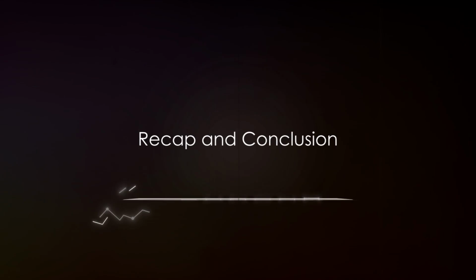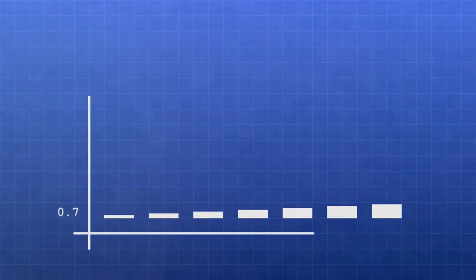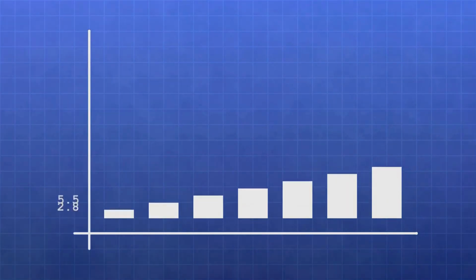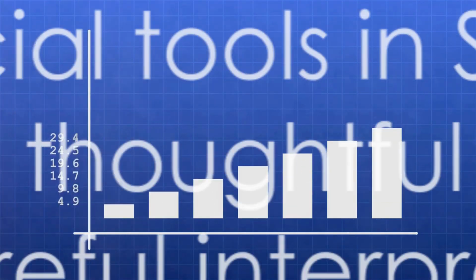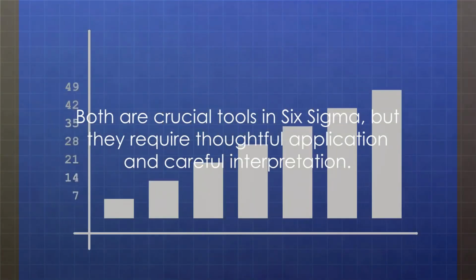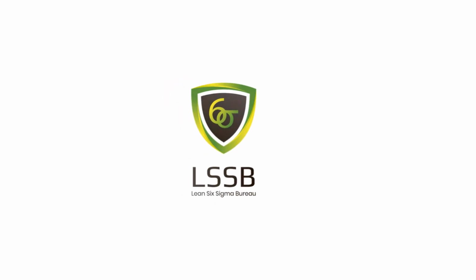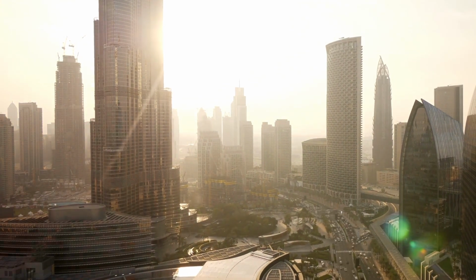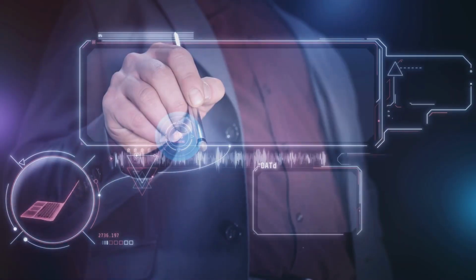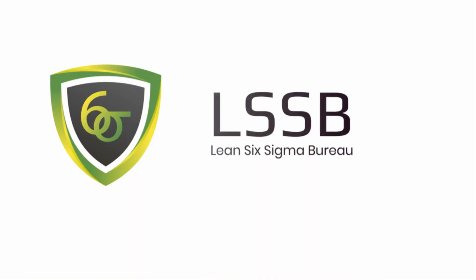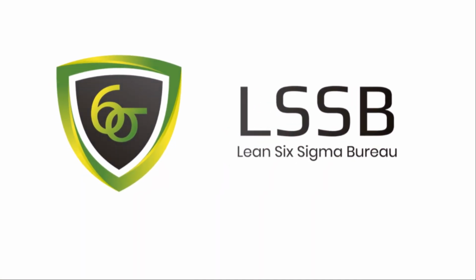So, to recap, correlation explores the linear association between two variables. Regression helps predict how one variable behaves based on another. Both are crucial tools in Six Sigma, but they require thoughtful application and careful interpretation. The world of Six Sigma is full of tools and concepts, but understanding correlation and regression is like having the keys to the kingdom. They help you unlock the power of data to make smart, informed decisions. And that, dear listeners, is the essence of Six Sigma.